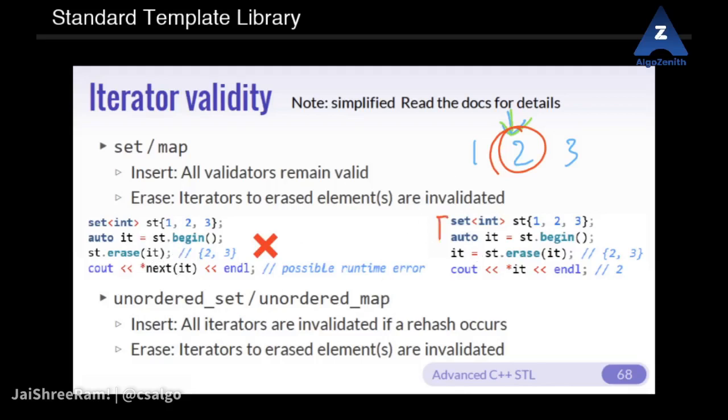The better way to do this would be: you have a set of 1 2 3 and you put it equal to st.begin, and then if you want to erase it, you assign it to the next value. So now it becomes 2, and if you print it, it will give you 2, right? So for set and map, these are things you need to be careful about. For unordered set and unordered map, on insert, all iterators are invalidated if rehashing occurs, and in case of erasing, only the iterators to the erased elements are invalidated. Everything else remains intact.